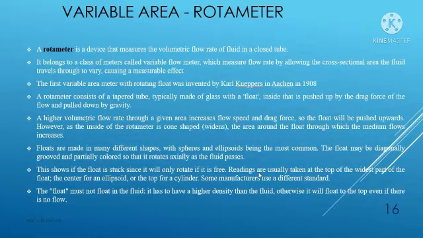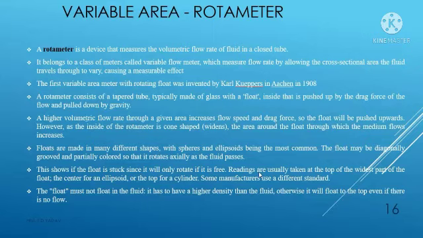Rotameter consists of a tapered tube, typically made of glass, with a float inside that is pushed up by the drag force of flow and pulled down by gravity. Higher volumetric flow rate through a given area increases the flow speed and drag force, so that the float will be pushed upwards. However, as the inside of the rotameter is cone shaped, the area around the float through which the medium flows increases.